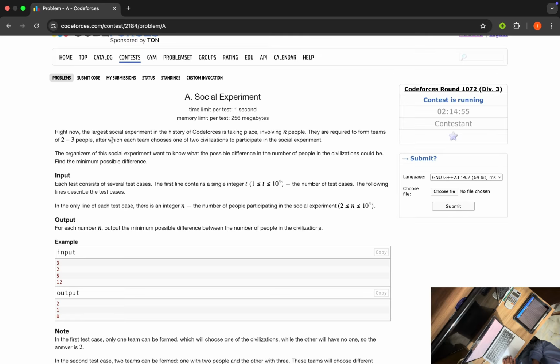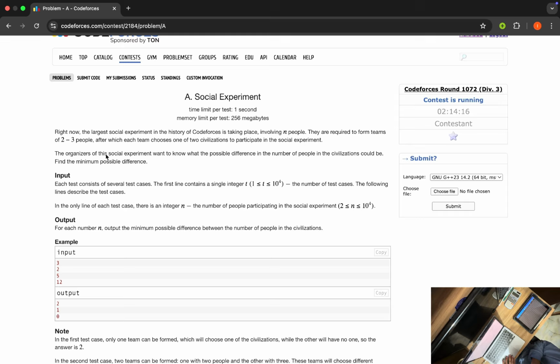Right now, the largest social experiment in the history of Codeforces is taking place, involving n people. They are required to form a team of 2-3 people, after which each team chooses 1 or 2 citizens to participate in the social experiment. The organizers of the social experiment want to know what the possible difference in the number of people in the cities could be. Find the minimum possible difference.